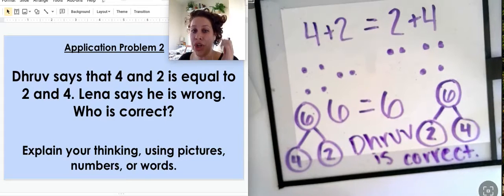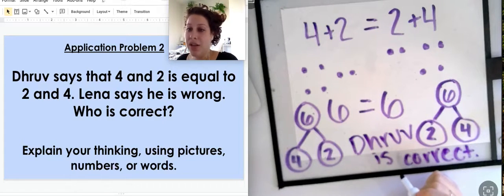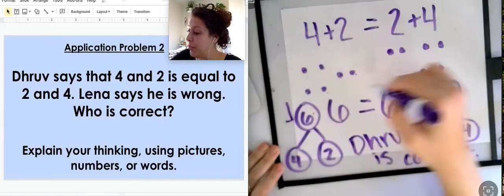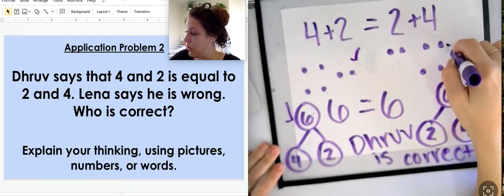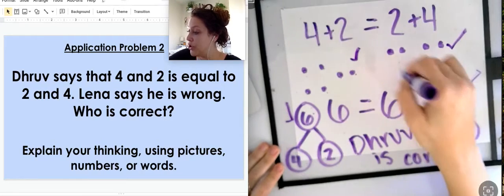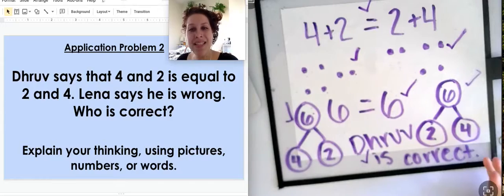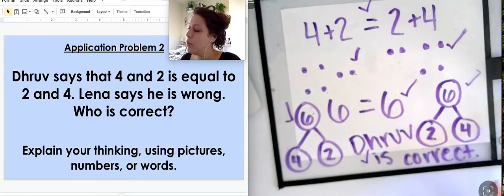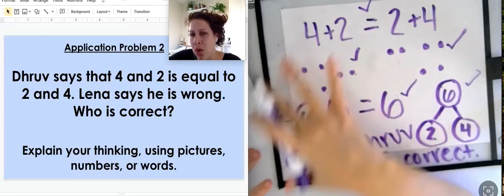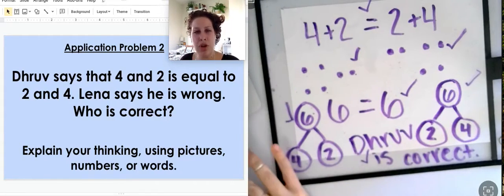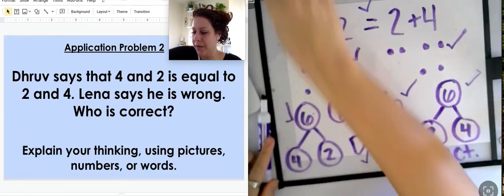And now I'm double checking that I've used pictures, numbers, and words. So I have my pictures. Number bonds count as pictures too. I have numbers and I have words. So this is what we expect. We expect you to show your thinking so we know what's going on in your brain.